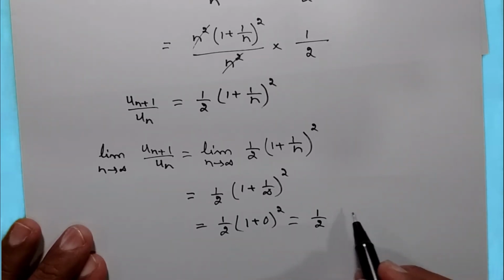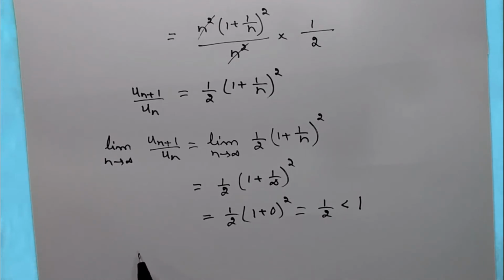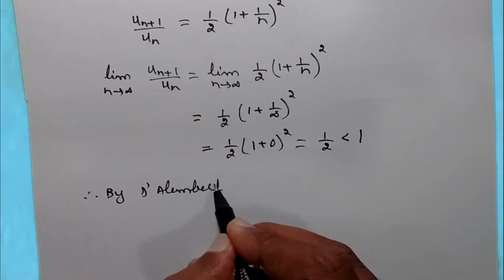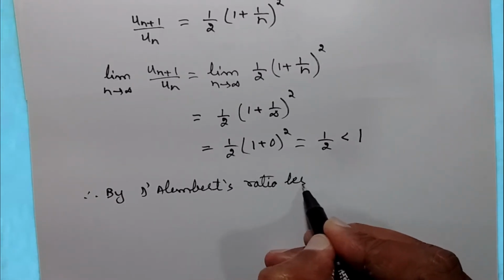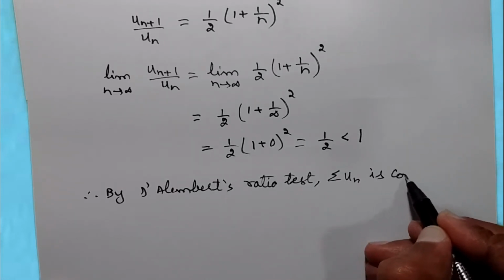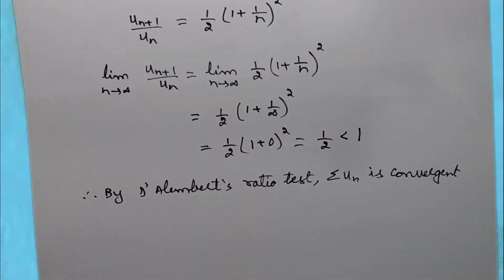So what about this 1 by 2? Is it less than 1? So if the value is less than 1, what type of series is it? So therefore by D'Alembert's ratio test, summation of un is convergent, because the value is less than 1. Let us take another example.